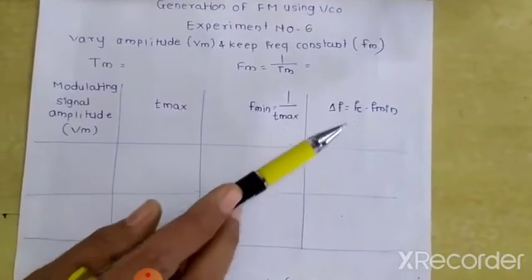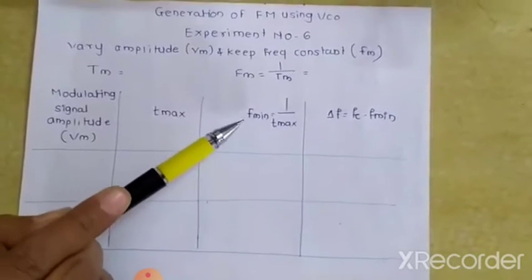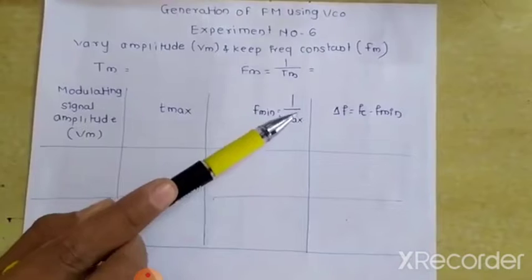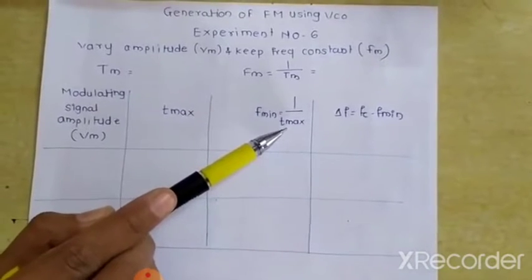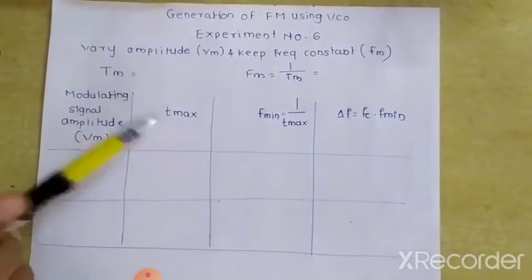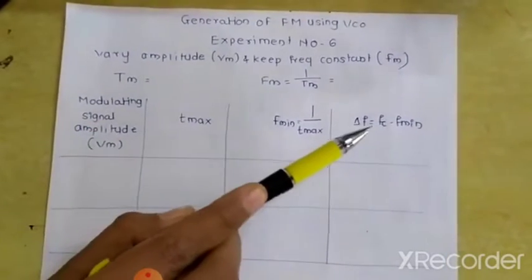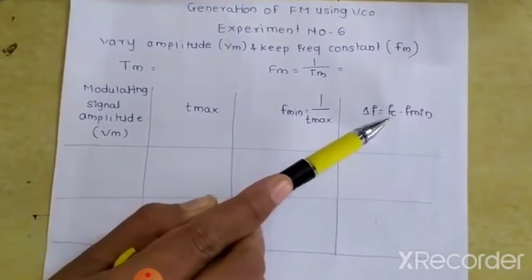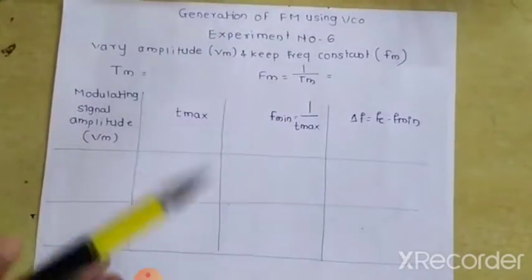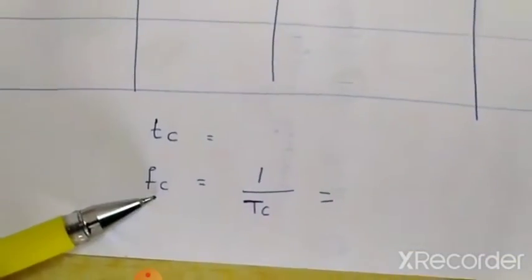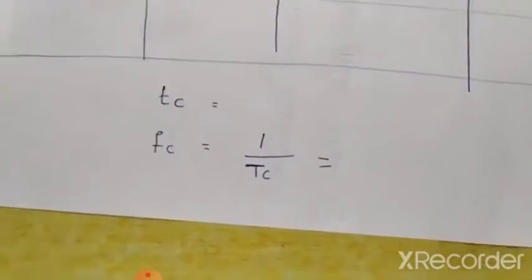So first we will calculate the F mean, and F mean is what? F mean equal to 1 upon T max. For calculating T max we will measure different modulating signal amplitude, that is Vm. Now to calculate Fc, first we measure the Tc. And what is Tc and what is Fc? Fc equal to inverse of Tc, that is Fc equal to 1 upon Tc.